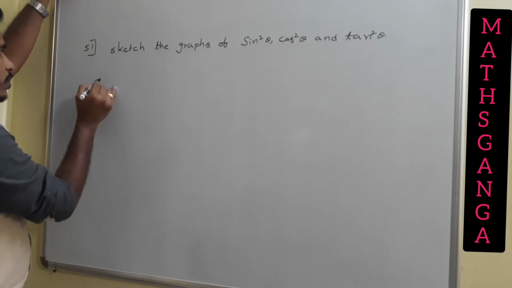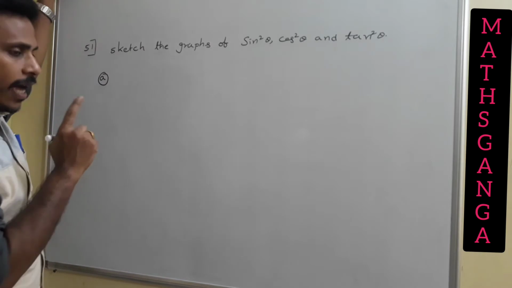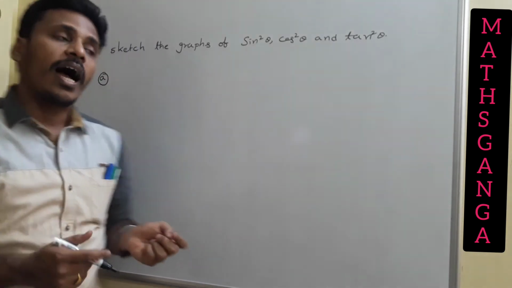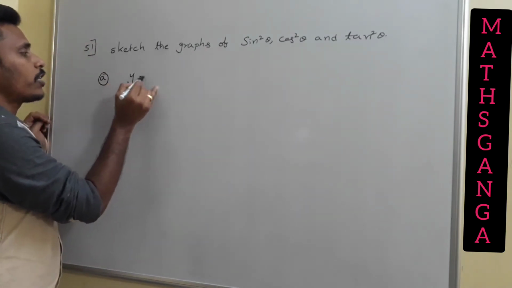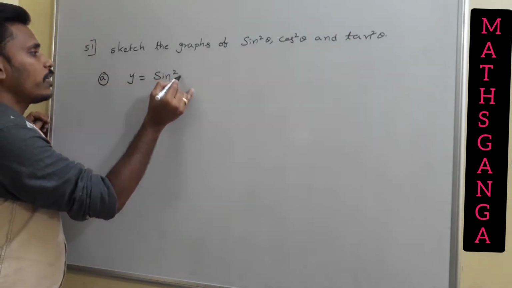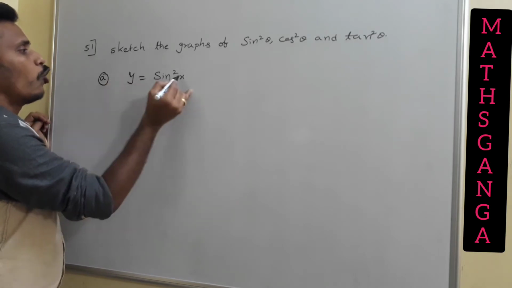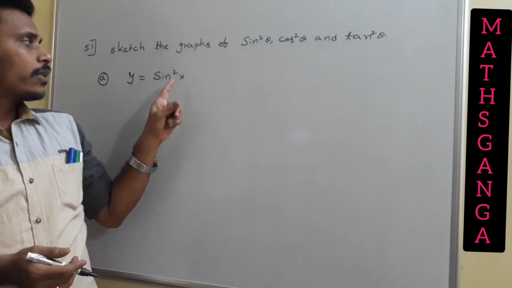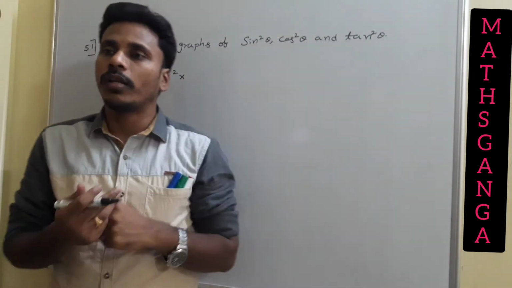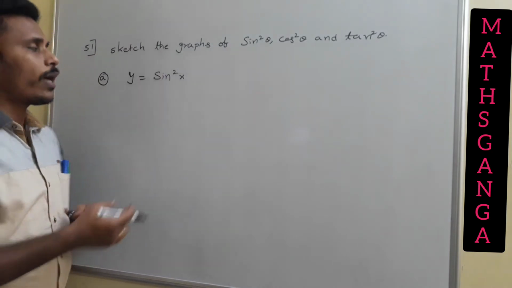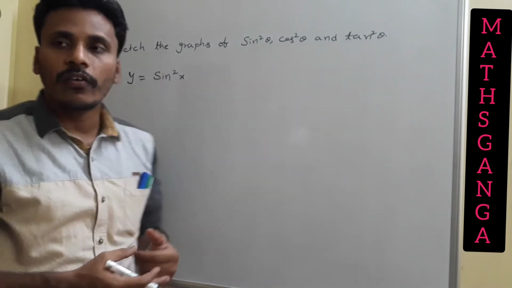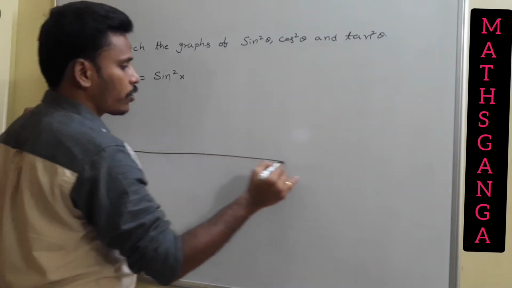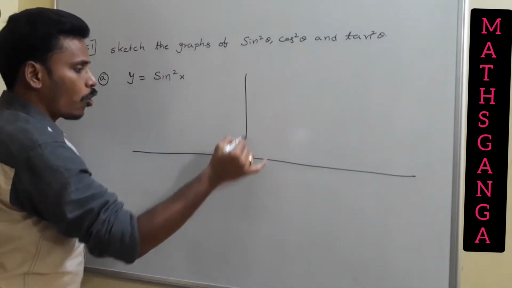First of all, consider the graph of sin square theta. I will consider that expression as y equals sin square x. It doesn't matter whether it is x, theta or alpha. Here x or theta takes different real angles, whereas the result y gives us different real values. To sketch the graph, we need to start with the coordinate system, and this is the coordinate system.